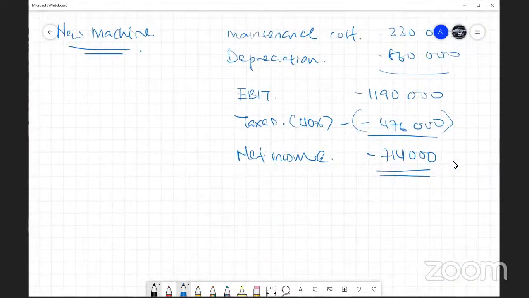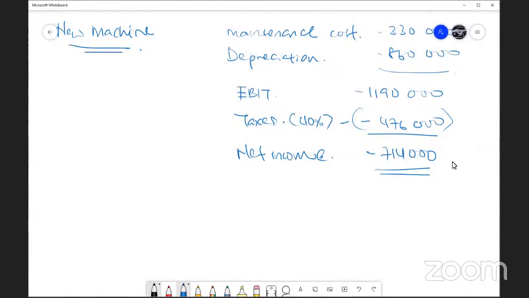This is net income, we are not done yet. You want to calculate the operating cash flow. If you remember from last week, operating cash flow is net income plus depreciation. So here, negative 714,000 plus depreciation of $860,000. This will become a positive operating cash flow of 146,000. Negative 714 plus $860,000, so it becomes a positive figure.